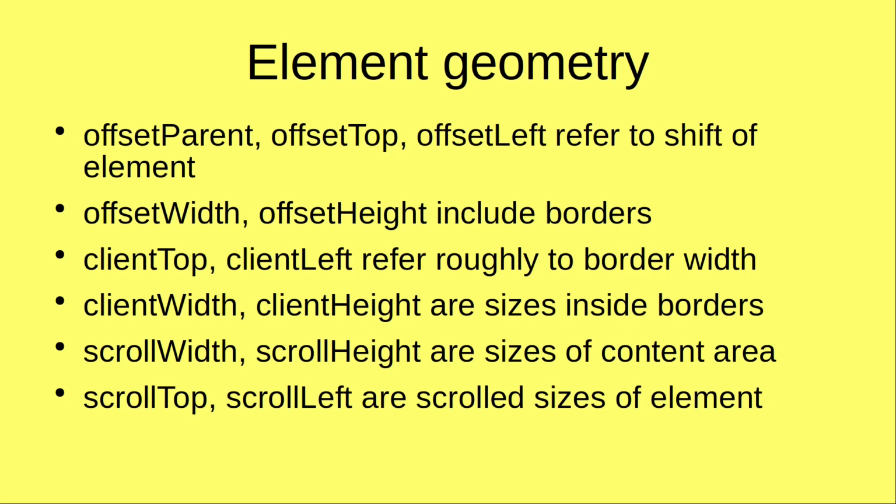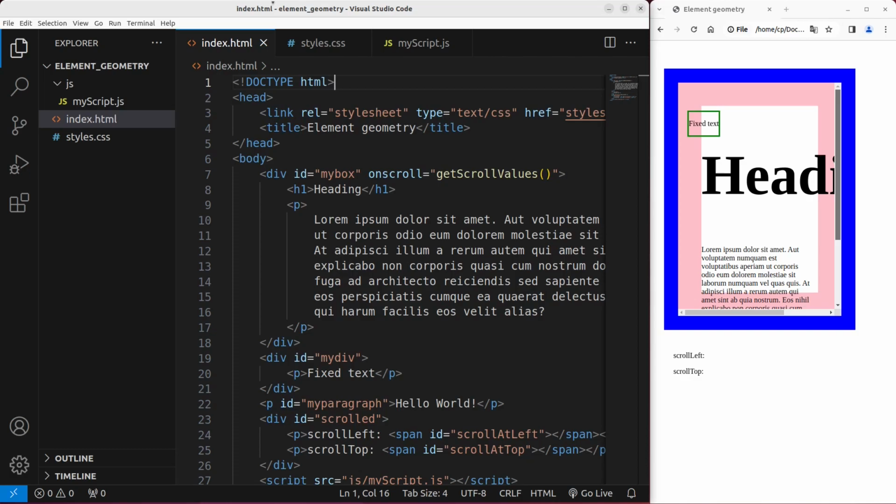And the scrollWidth and the scrollHeight are actually the sizes of the content area. Finally, we will talk about the scrollTop and the scrollLeft. They are the scrolled sizes of the element. And I'm going to use an example to illustrate these measurements to you. Now, let us see the HTML file first.